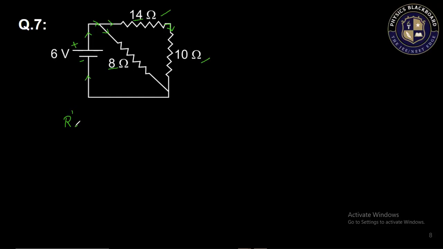So I will take this as R dash equivalent is equal to 14 plus 10. What will you get? 24, right? 24 ohms is the equivalent resistance. And now, I will redraw this circuit with these equivalent resistors.